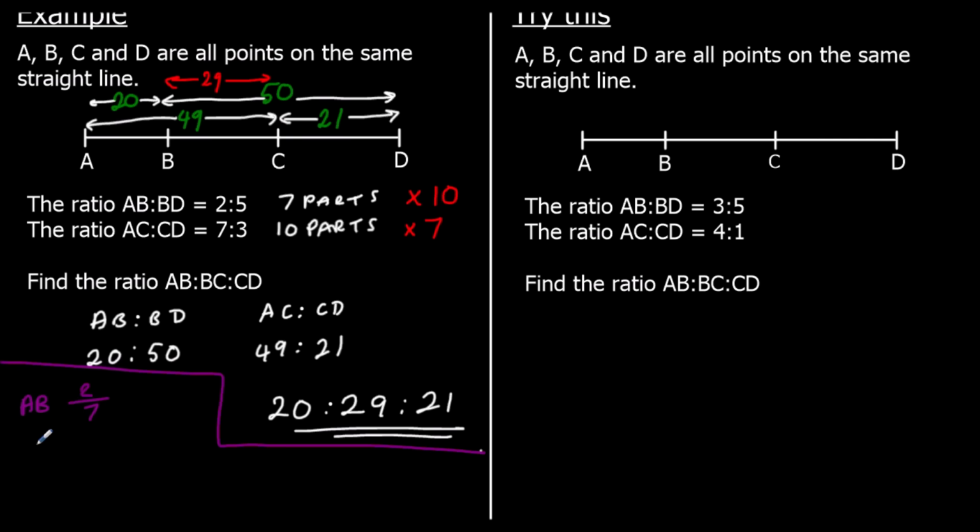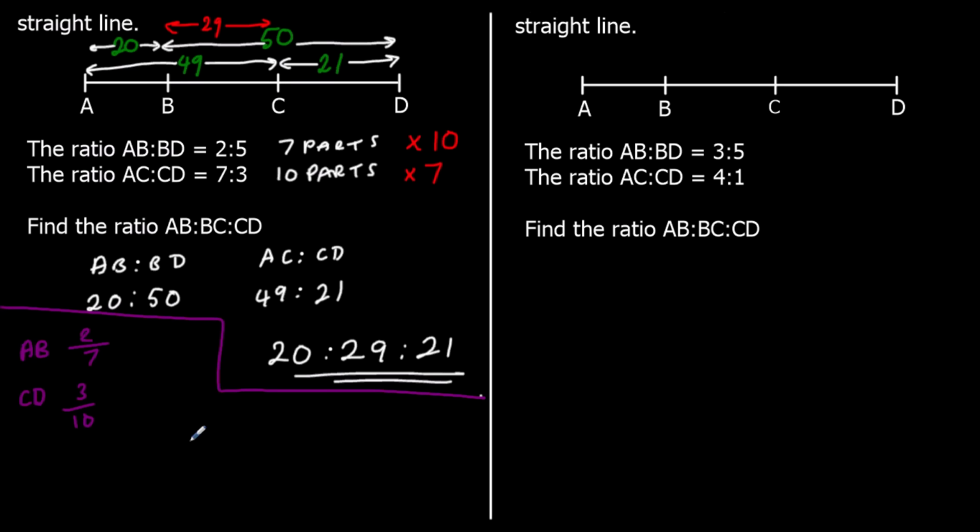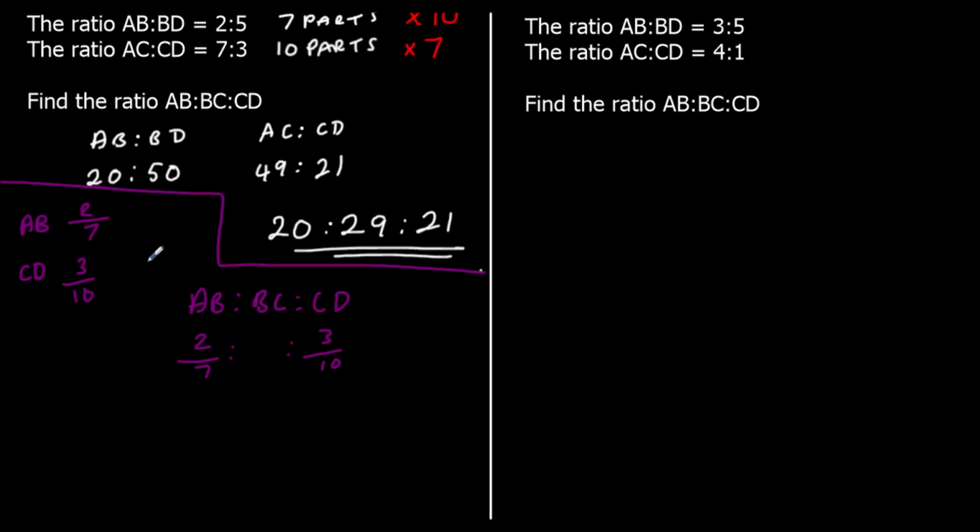And C to D is 3/10 of the whole journey. 3 parts out of 10 parts, so 3/10. So I could have said AB to BC to CD is 2/7 to something to 3/10. And the whole journey has to add up to one whole. So I could have found this missing number by saying what's missing from a whole. So 2/7 and 3/10.